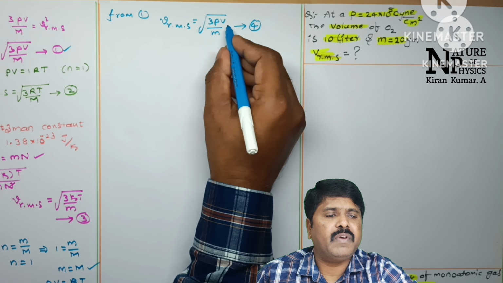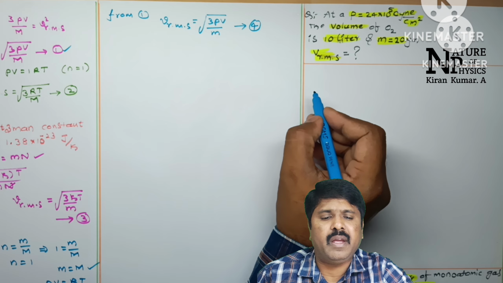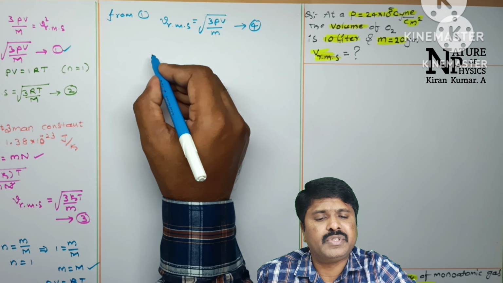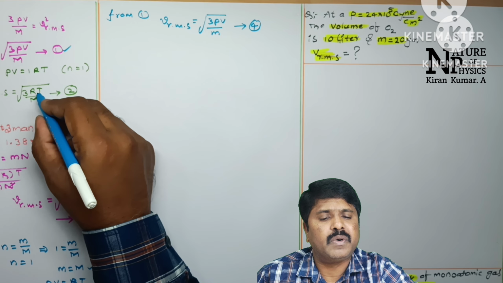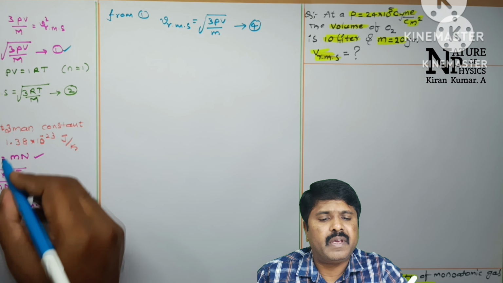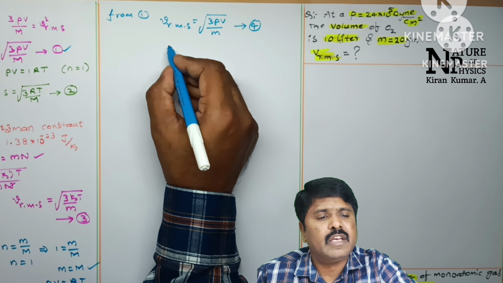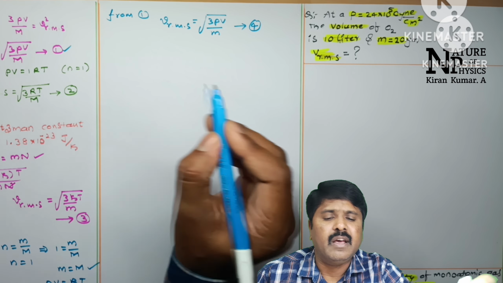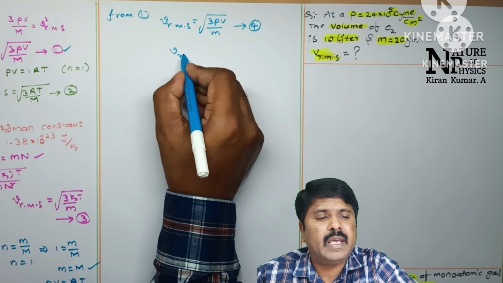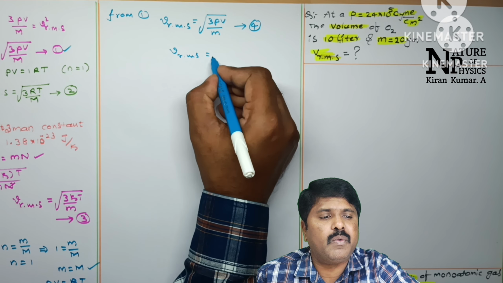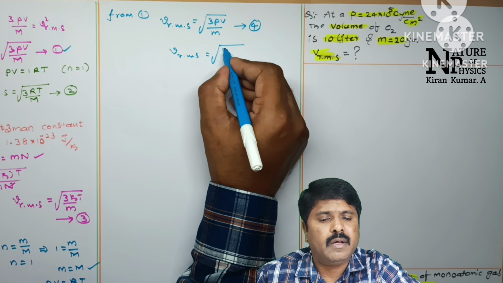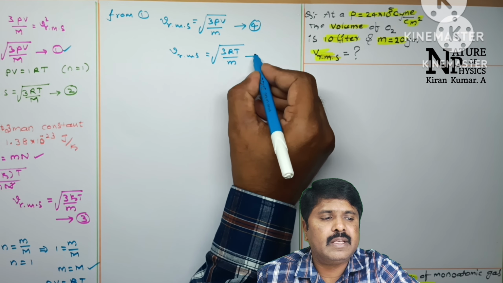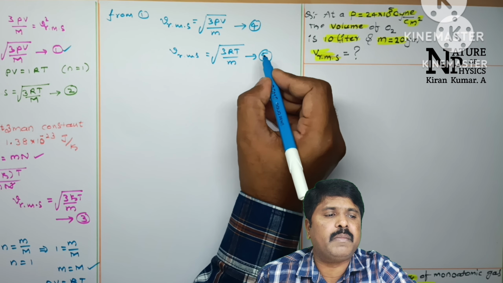See there, PV divided by small m. And also here we can replace for the same condition. V RMS is equal to, for 1 mole of gas, here also capital M is replaced by small m. So V RMS is equal to root over 3RT divided by small m. This equation I can write as equation number 5.